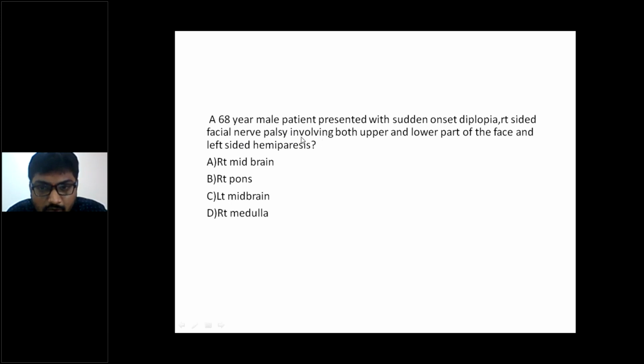So this is pons and this is the right side. Whether the diplopia is due to the 4th or 6th nerve, we don't know. But as this is facial nerve palsy, the 7th, definitely this will be the 6th nerve. So 6th nerve and 7th nerve are in the pons, and the left side hemiparesis is due to the opposite side. So right pons is the answer.